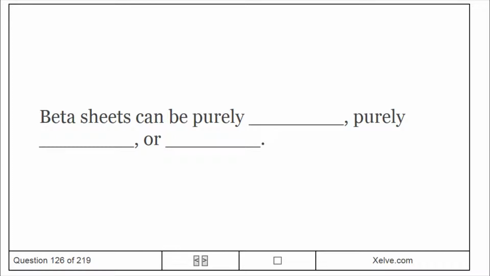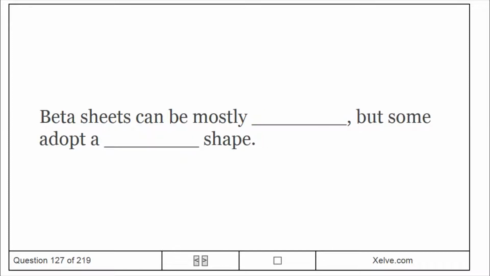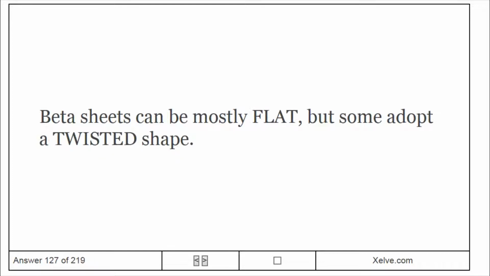Beta sheets can be purely parallel, purely anti-parallel, or mixed. Beta sheets can be mostly flat, but some adopt a twisted shape.